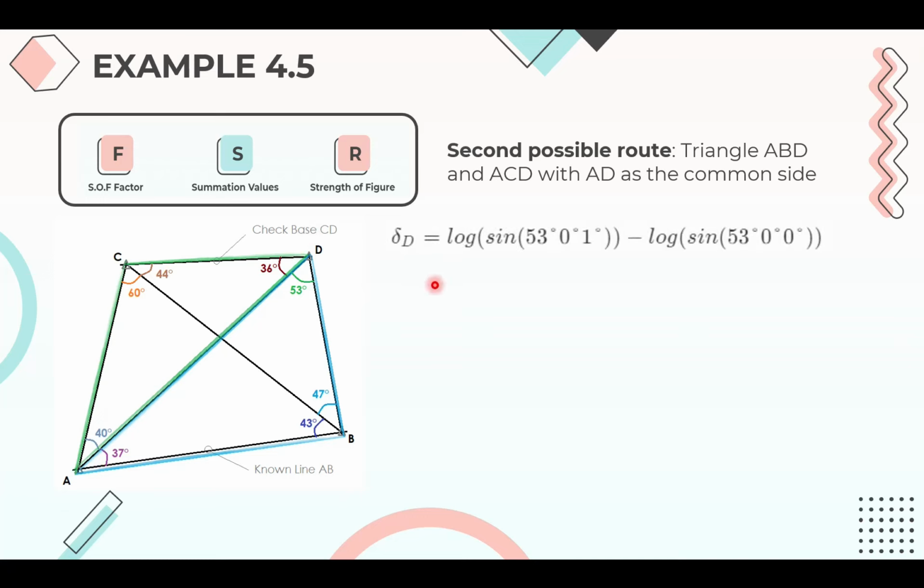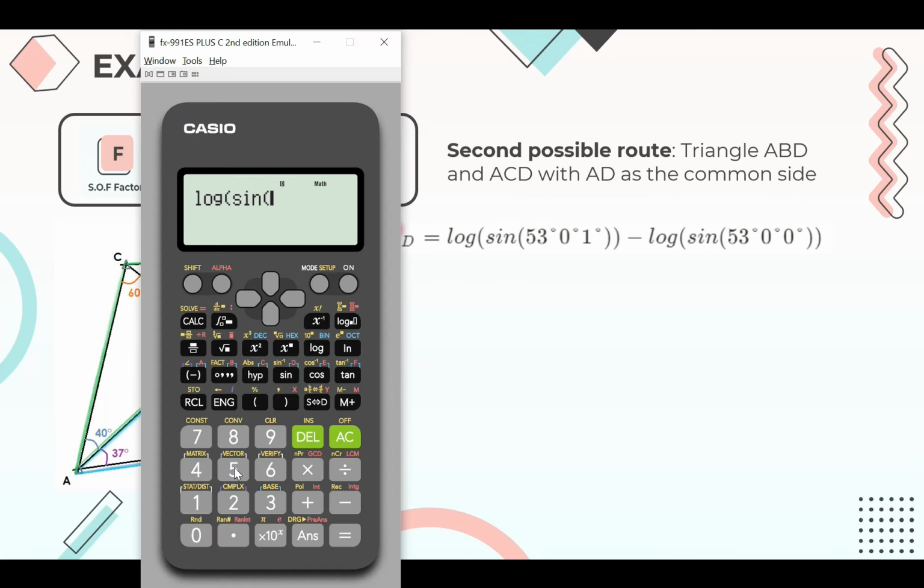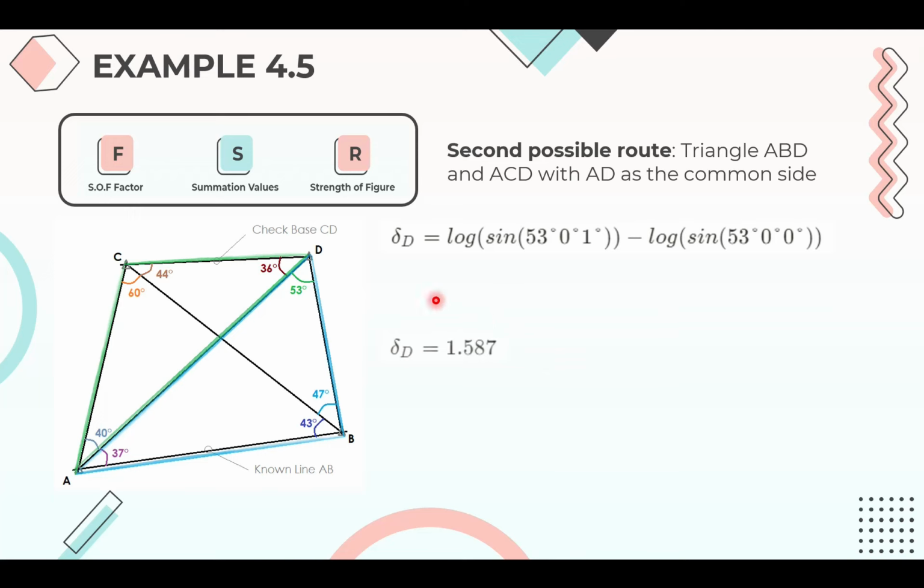Now we will be solving this one, angle D. Why? Because the known line is AB. So opposite that angle is 53 degrees. Muna siya atong first, and if we put this in our calculators, so that you guys will master it as well, log sine 53 degrees, 0 minutes, 0 seconds. That should yield 1.586. Okay, there we go.